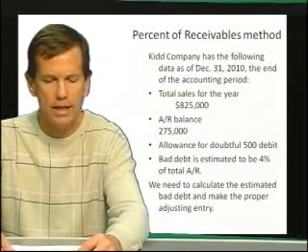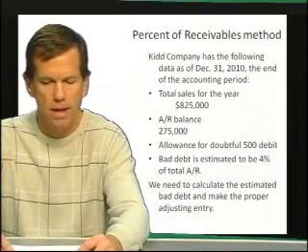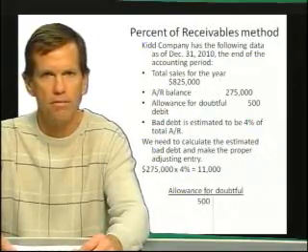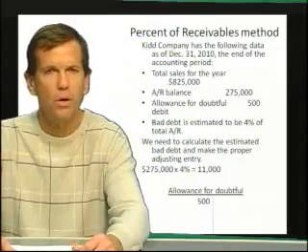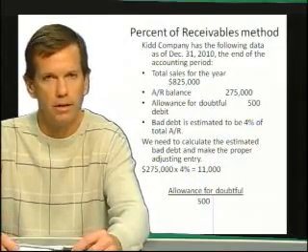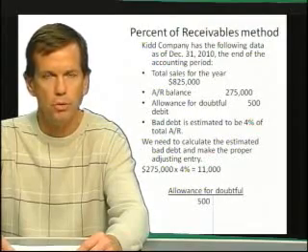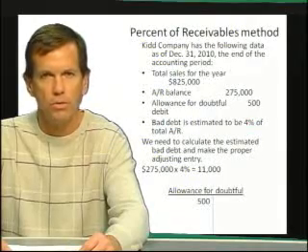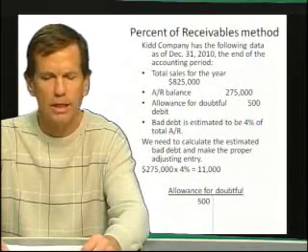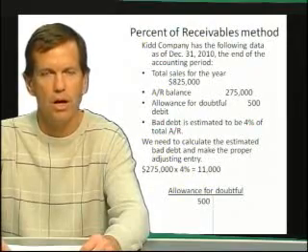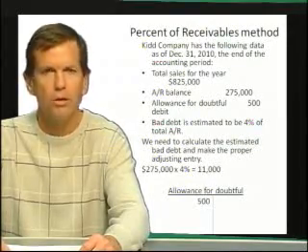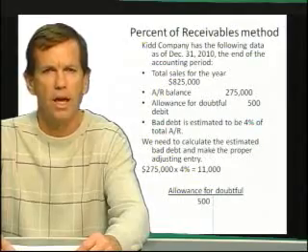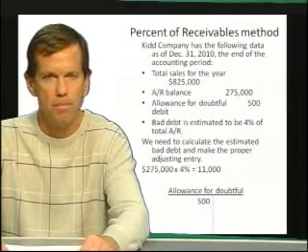What we need to do is calculate the estimated bad debt and make the proper adjusting entry. So looking at the next slide here, you can see down at the very bottom that to do the calculation, again, very simple calculation, we just took the accounts receivable, $275,000, times our estimated percent, 4%, and we estimate that we will not be able to collect $11,000 of our accounts receivable. And you can also see I made a T account there of the allowance for doubtful accounts, and again it has a $500 debit balance.